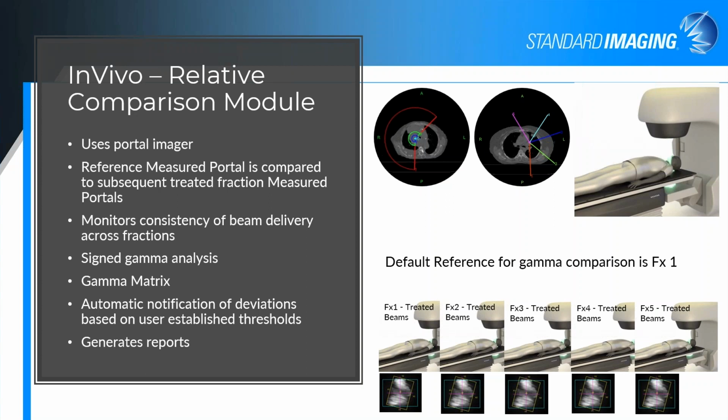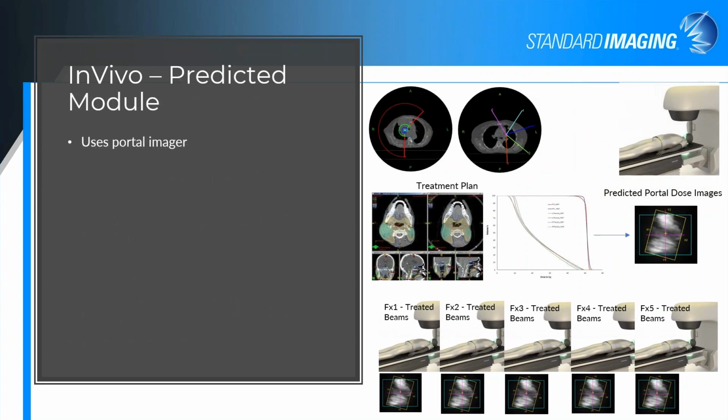You do get those automatic notifications of the deviations based on your set established thresholds, and then the reports. So then the predicted module, same, it's going to use the portal imager, but the difference here is each fraction's measured portal, so the collected signal, is now going to be compared to a predicted portal.